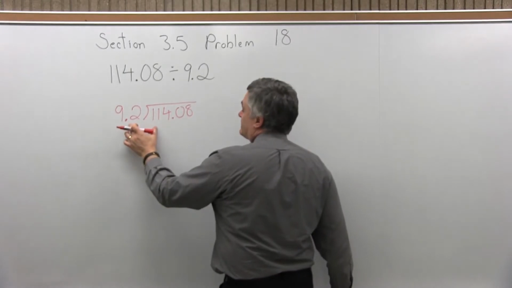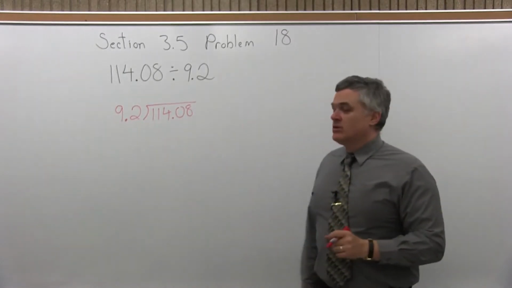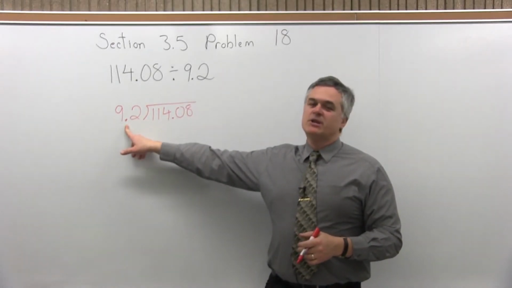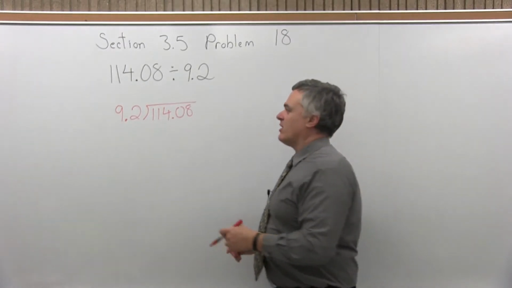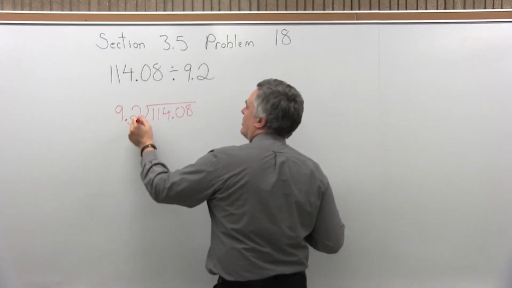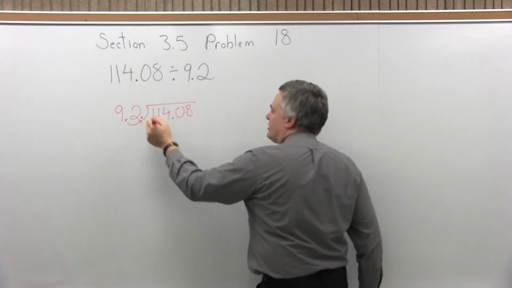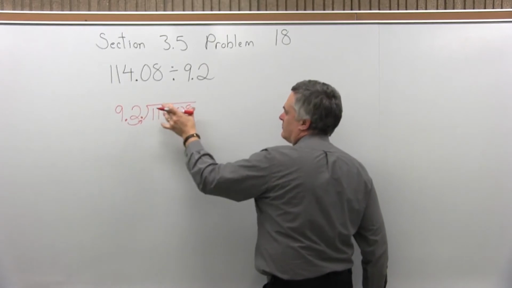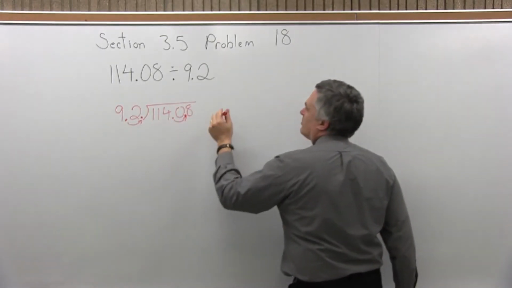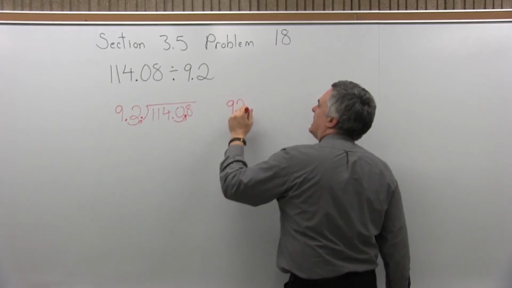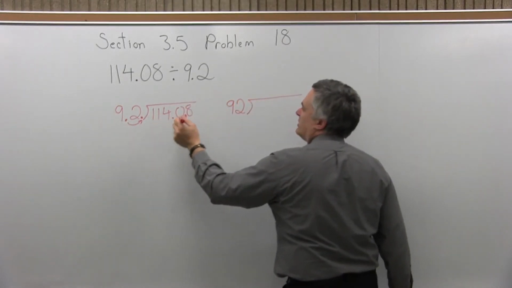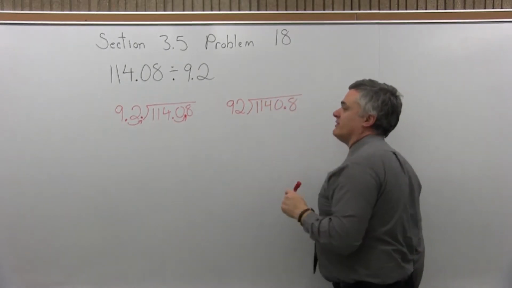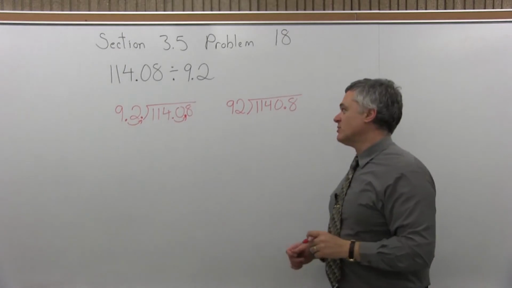Now, next, the number in front of the division symbol, called the divisor, you can't leave the decimal where it is between the 9 and the 2. The decimal has to be moved all the way to the right as far as it'll go. So in this case, that's moving it one position. The number under the division symbol has to be moved the same amount, in this problem, one spot. So the problem really turns into a 92 outside of the division symbol and a 1,140.8 under the division symbol once you've adjusted the position of the decimal point.